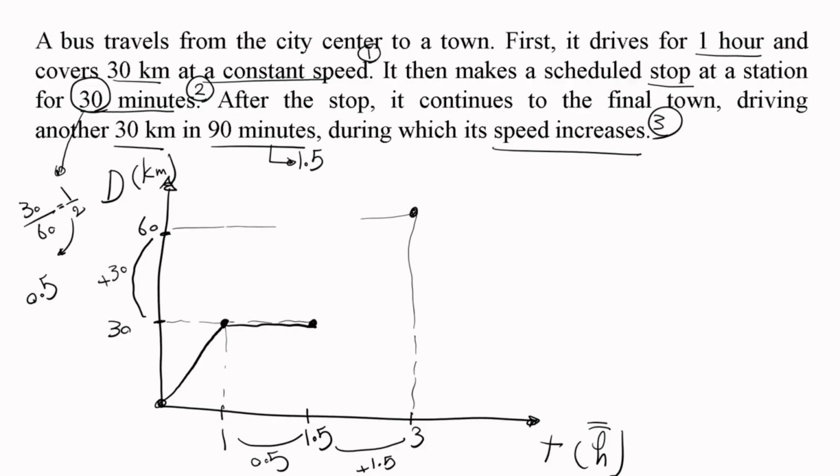But how am I supposed to connect these? The speed is increasing, so I'm going to have a curve because the speed is changing, and because it is increasing, the concave must be up. It's exactly like this.